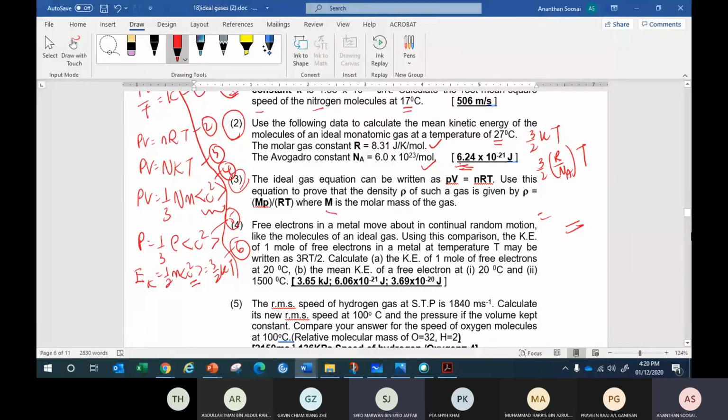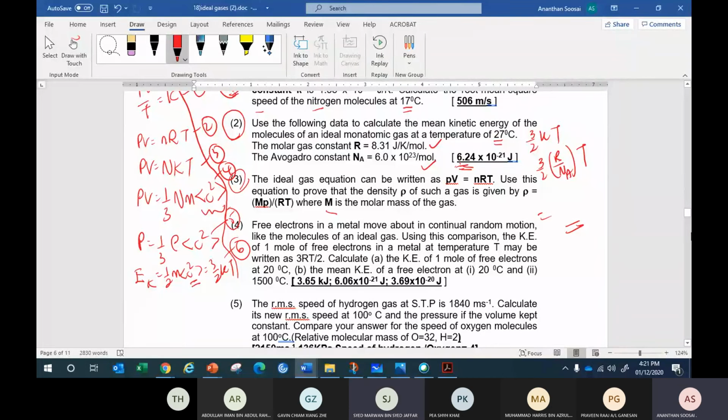Using the comparison, the kinetic energy of 1 mole of free electron in the metal may be written as 3RT over 2. Remember, 3RT over 2 is the kinetic energy for 1 mole of substance. Calculate the kinetic energy of 1 mole of free electron at 20 degrees Celsius. Oh, this is straightforward, right? Just put the temperature, 20 degrees Celsius, and you get the kinetic energy of 1 mole of electron.